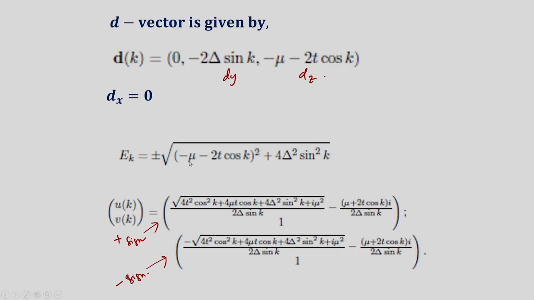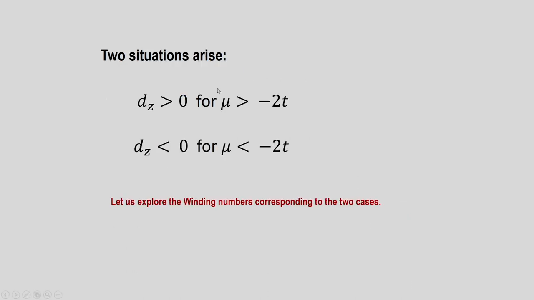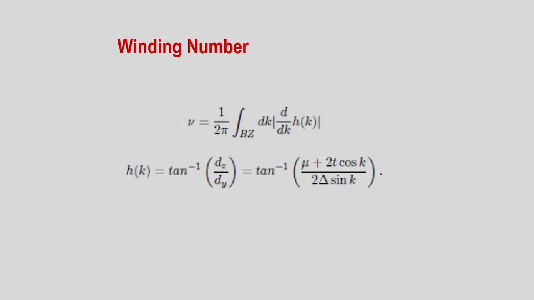Now you can see here that dz can be either greater than 0 or smaller than 0, depending on whether mu is greater than minus 2t or mu is less than minus 2t. So dz will be greater than 0 for mu greater than minus 2t, and dz will be equal to 0 for mu less than minus 2t. In fact, these are the parameters that distinguish between the topological phase and the trivial phase. So let's explore the winding numbers in each of these cases and find out whether they do really distinguish between a normal insulator and a topological insulator.